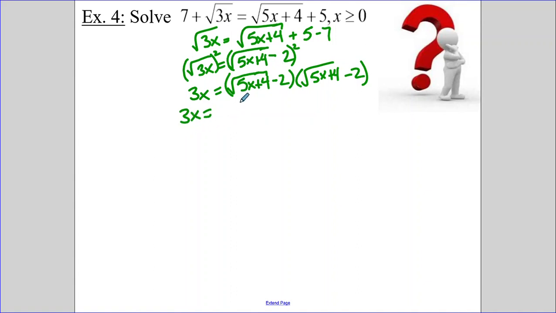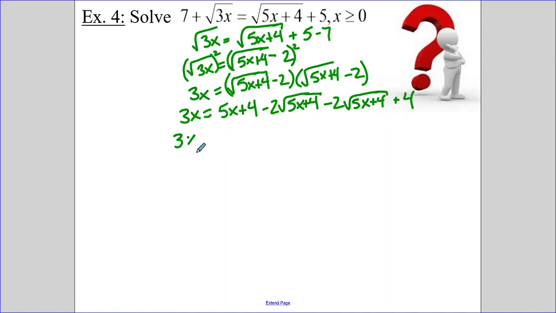So 3x is equal to, and now I'm going to have to multiply my first two together. Well, that's okay, because that's just going to eliminate the square term. It'd be root 5x plus 4 times root 5x plus 4. That's just 5x plus 4. Now I have to do my outside terms, so that's minus 2 root 5x plus 4. Then I have to do my inside terms, which again is minus 2 root 5x plus 4. And then I do my last two terms, which is just going to give me plus 4.